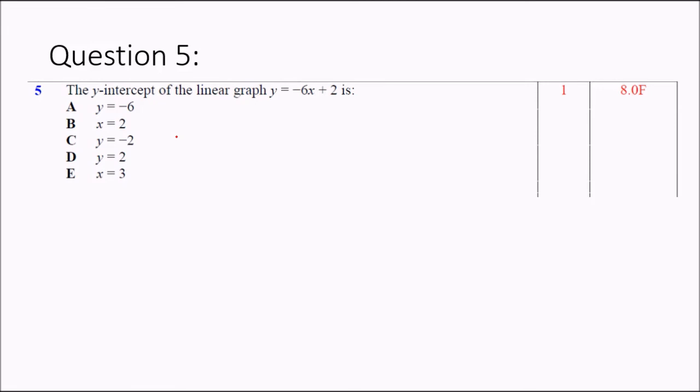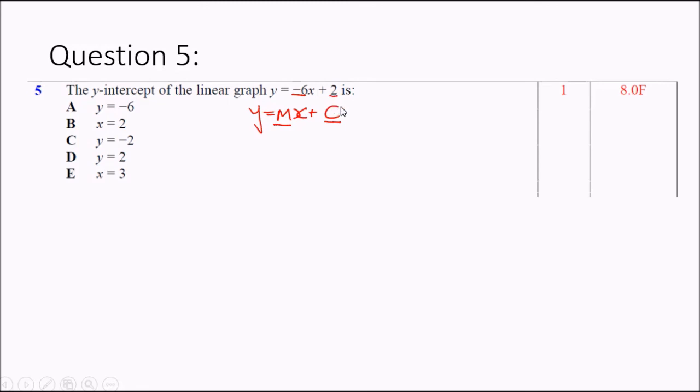Question 5. The y-intercept for the linear graph y equals negative 6x plus 2 is. Now this is just asking you to remember what the standard form of the equation is. So we write it as y equals mx plus c. Now when we're doing this, we've got two numbers that define our equation. So the first one here is m, so this is the gradient. C is the y-intercept. So when we're looking at the equation in the question, y equals negative 6x plus 2, negative 6 is the gradient, and therefore 2 must be the y-intercept.